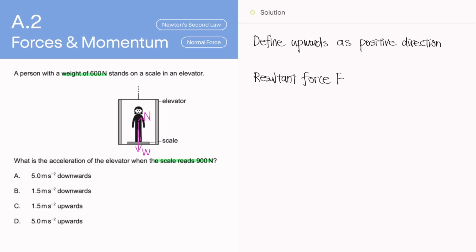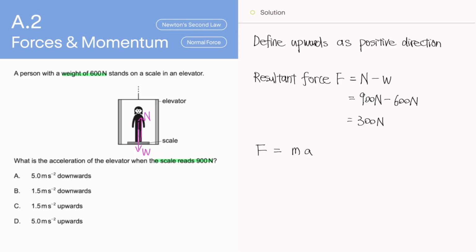Then let's use the individual forces to calculate the resultant force. As the normal force is upwards, it's positive, and weight is downwards, so it's negative. Plug in numbers, and the resultant force is 300 Newton. Now we have the resultant force. We can plug it into F equals ma.